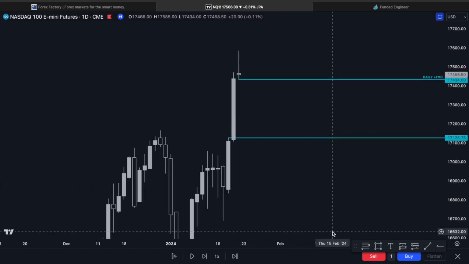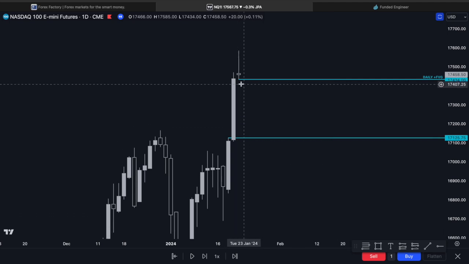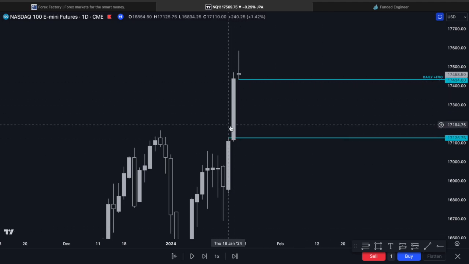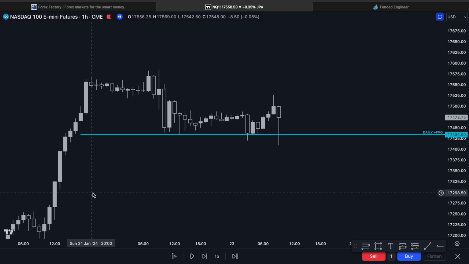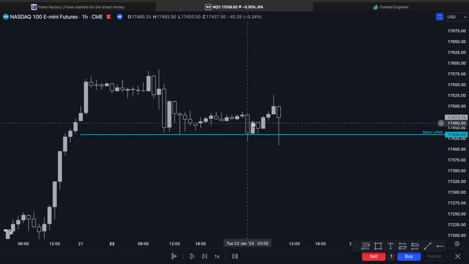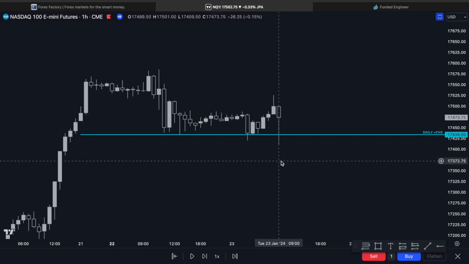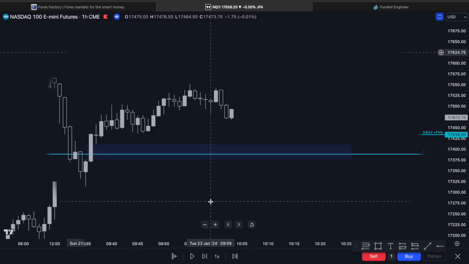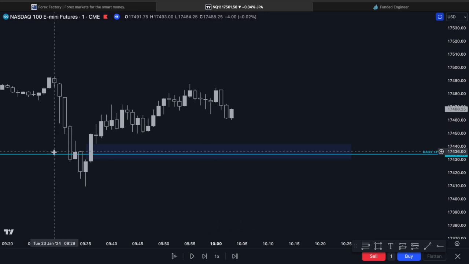After Monday's candle finished printing, we left this bullish daily fair value gap here. For Tuesday, on the 1-hour time frame, we ended up trading into the daily fair value gap and taking the liquidity resting here. On the 1-minute time frame, after taking out the 1-hour liquidity, we left this bullish fair value gap here.